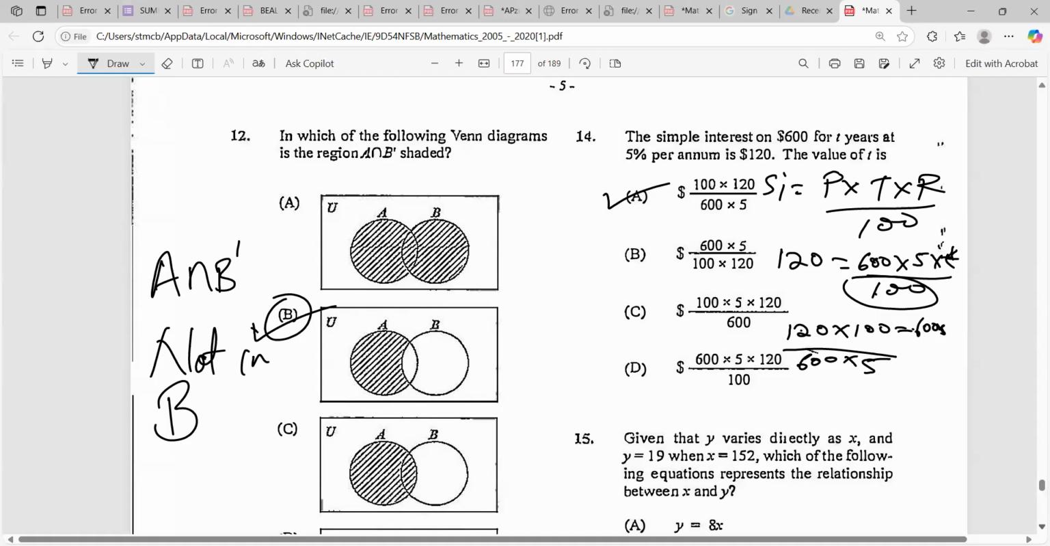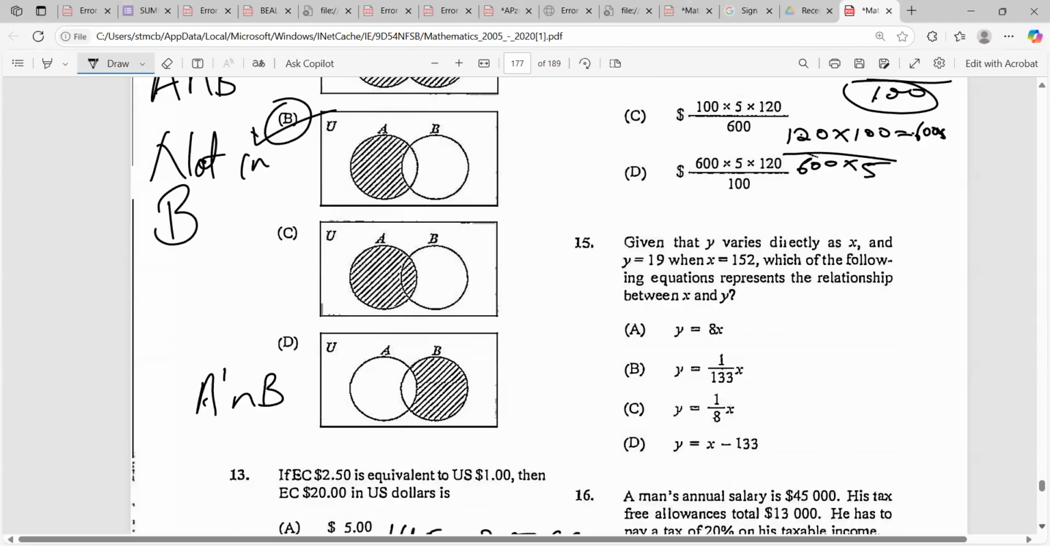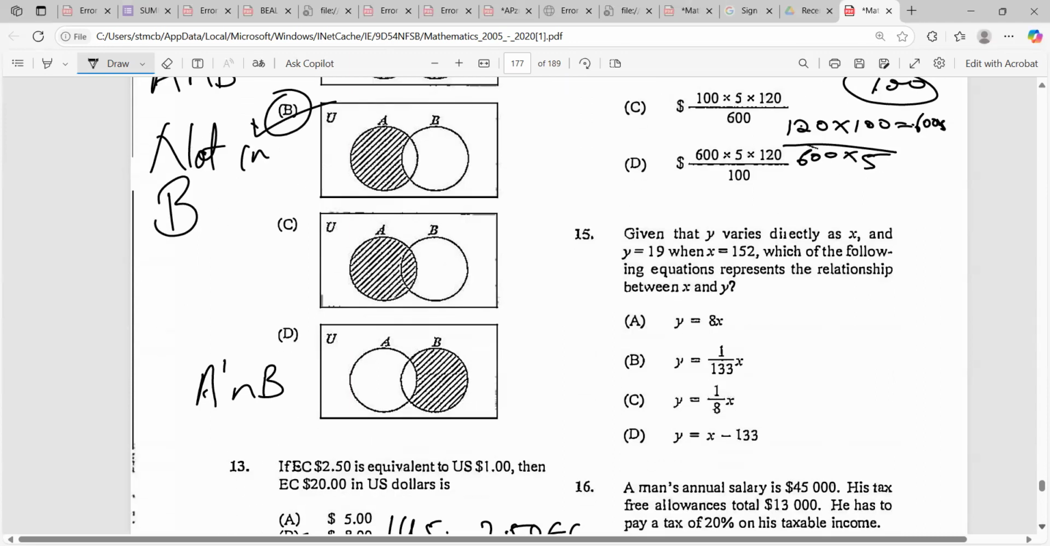Number 15 says, given that y varies directly as x, the same thing again. Y varies directly as x and y is equal to 19 when x equals 152. Which of the following equations represents the relationship between x and y? So they must say y varies directly to x. And of course, we're going to have some constant k. So in this case, y will be 19. I try to find the k. Y at 19 varies to k times x, and x will be 152.